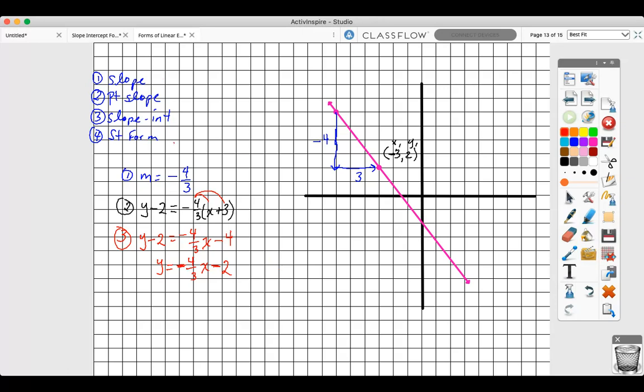Now we have to write it in standard form. And in order to write it in standard form, we need to get rid of these fractions. What's the common denominator between 3 and 1 and 1? It's going to be 3. So we multiply everything by 3/1. So we end up with 3y equals -4x minus 6.